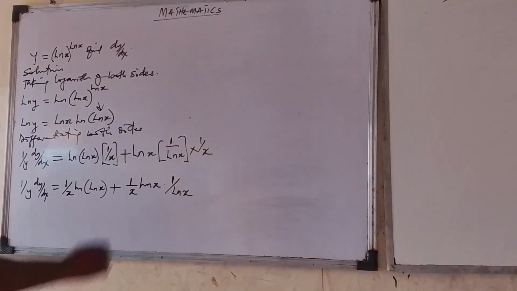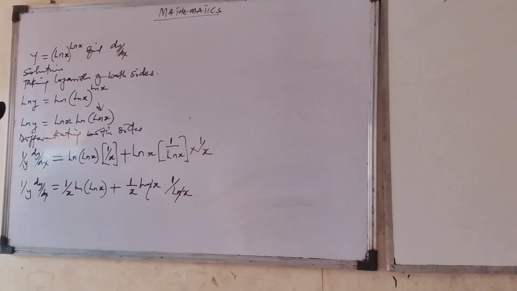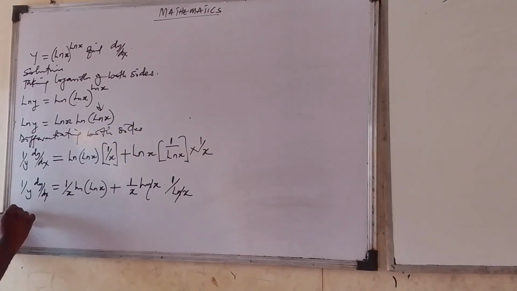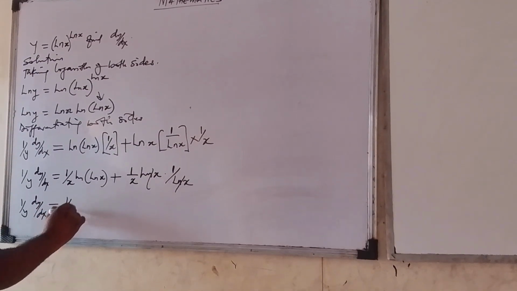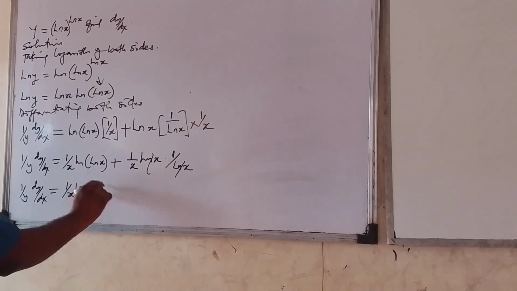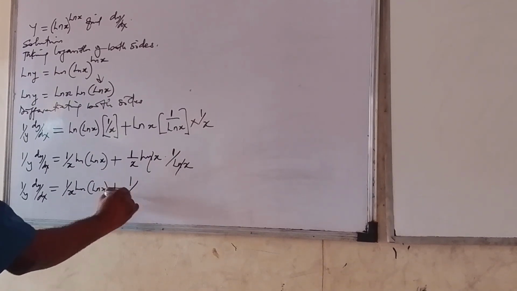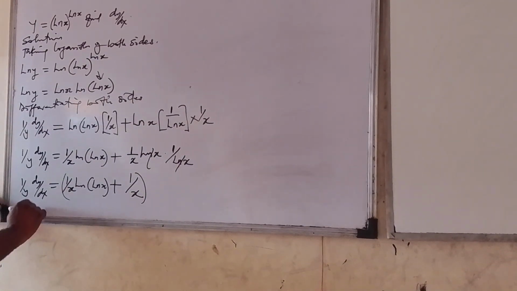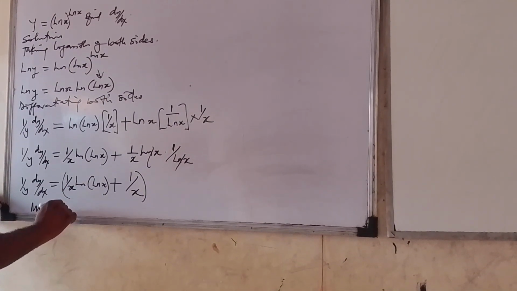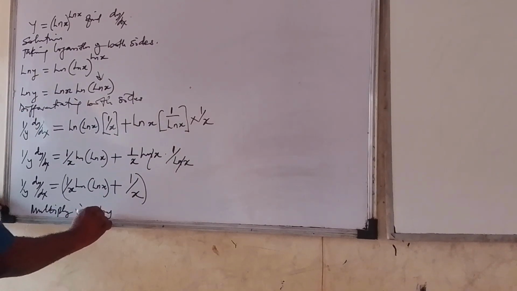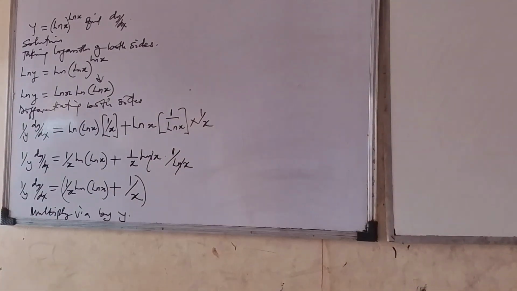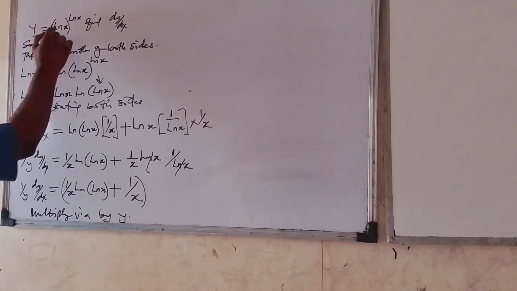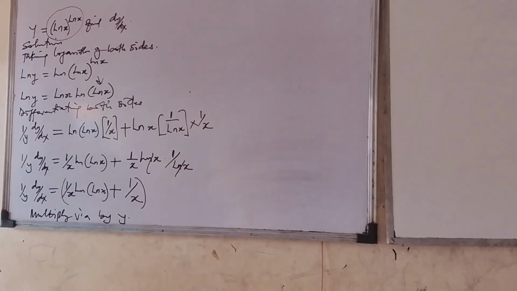So it means this ln x will go with this ln x. So we'll be left with 1 all over y, dy over dx will be equal to 1 all over x ln x plus 1 all over x. So the next step is to multiply through by y. When you multiply through by y, remember our y is ln x raised to the power of ln x.